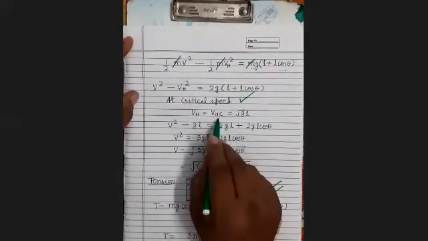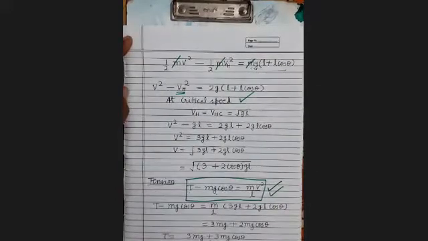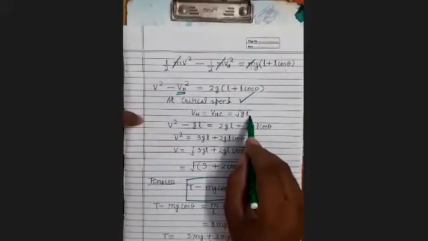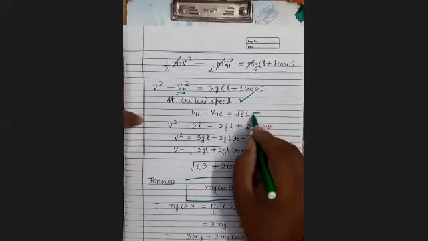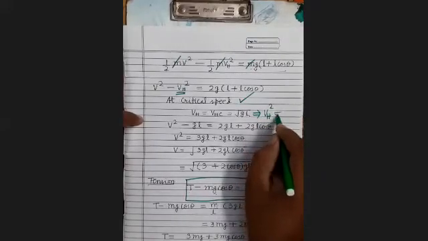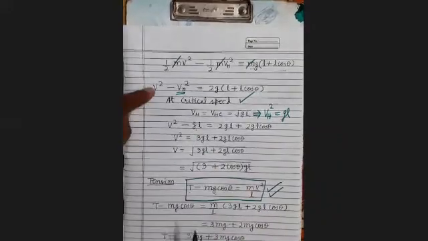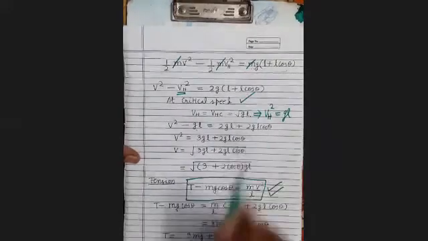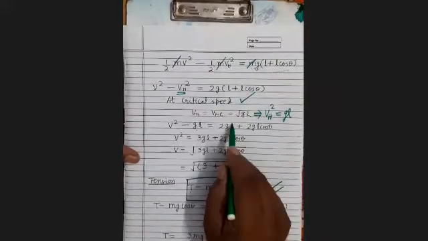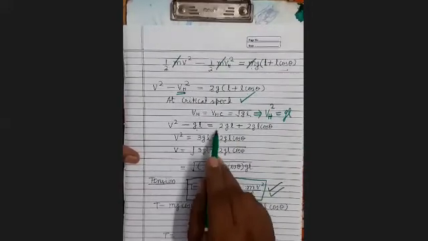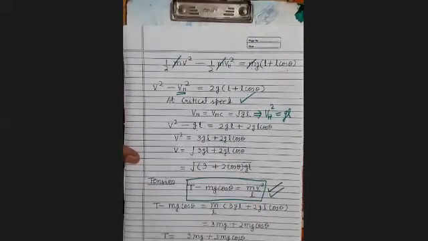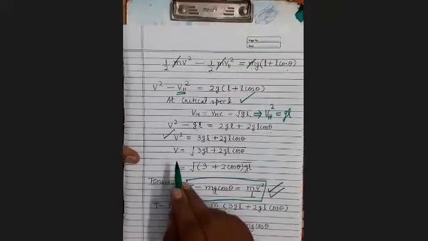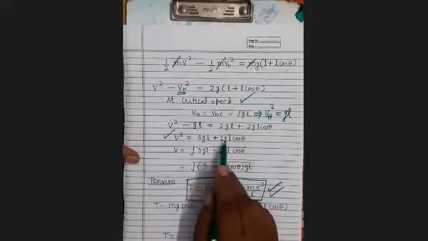Now at the critical speed, when VH equals VHC, that is equal to root GL. So you substitute here VH equals root GL, so VH square is GL. On substituting, V square minus GL equals 2GL plus 2GL cos theta. On taking GL to the other side, it will become 3GL plus 2GL cos theta. So V square is this. So what is V? V equals the square root of this.